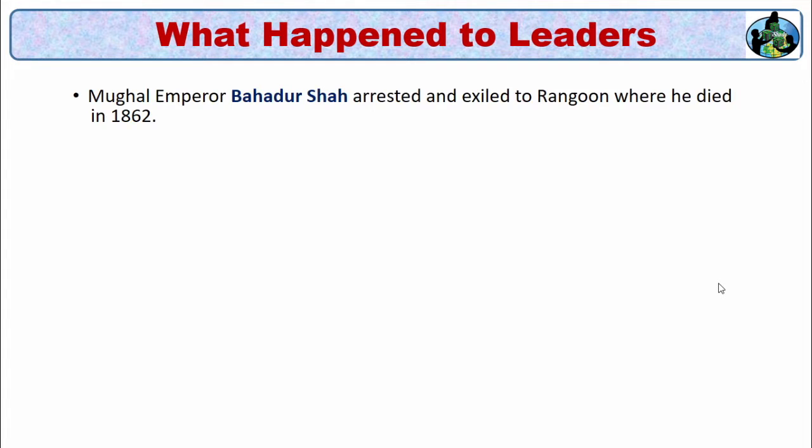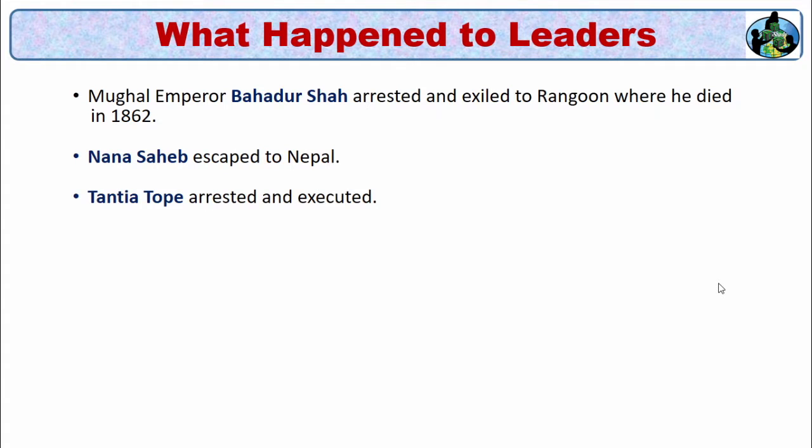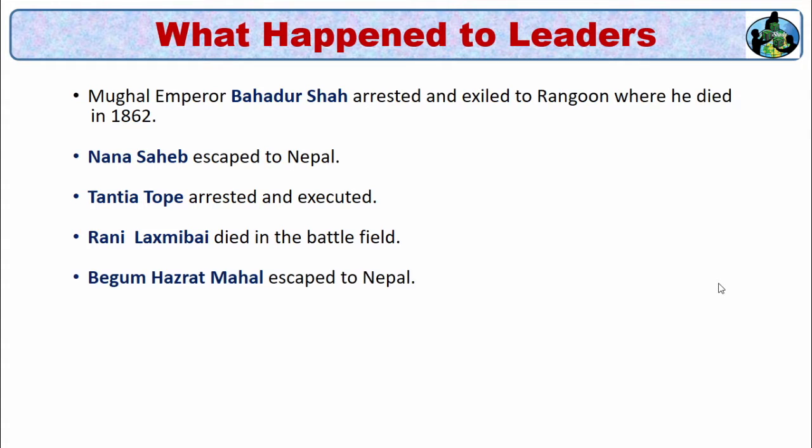All the leaders were suppressed badly by British officers. Mughal Emperor Bahadur Shah II was arrested and exiled to Rangoon, where he died in 1862. Nana Sahib escaped to Nepal. Tatya Tope was arrested in a jungle and executed. Rani Lakshmi Bai died in the battlefield. Begum Hazrat Mahal escaped to Nepal and the rest also died.